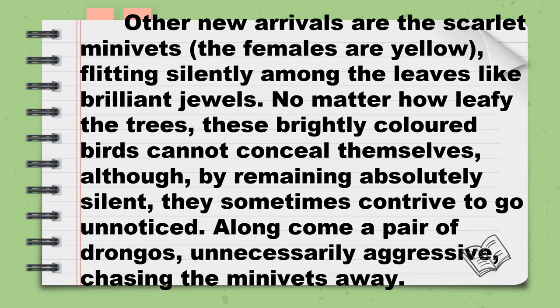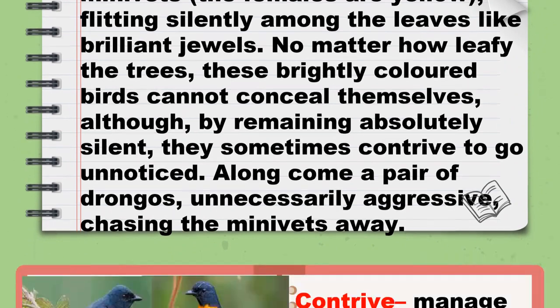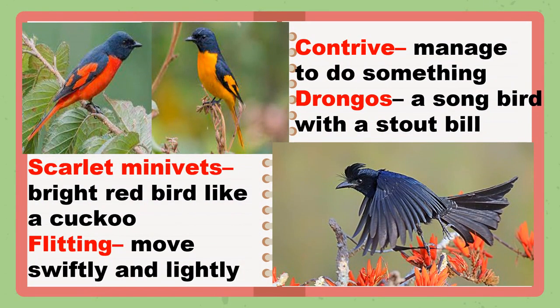Now let's look at the new words. Scarlet minivets. You can find the bright red bird like a cuckoo, and you can find the other bird, the yellow bird, that is a female bird. Flitting, move swiftly and lightly. Contrive, manage to do something. And drongos, you can find here, this is a drongo. It's a songbird with a stout bill.